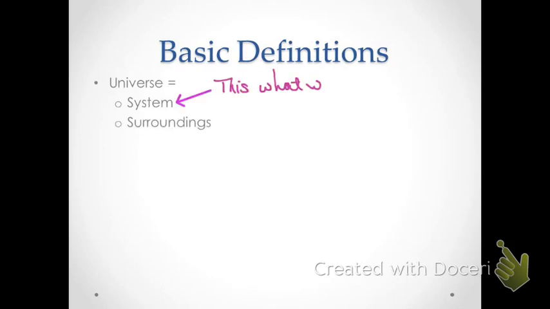Now, the system is what we are studying, such as a gas enclosed in a container of some kind. And the surroundings would be everything else, everything outside of the system. Beyond that, we'll have two basic terms that we use to describe the thermal conditions within our thermodynamic system.